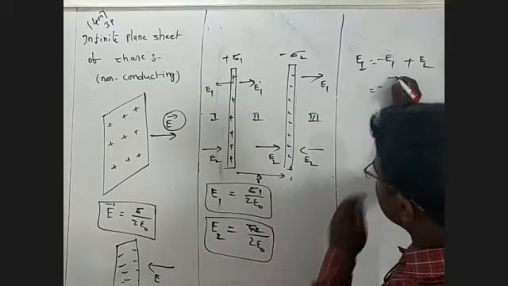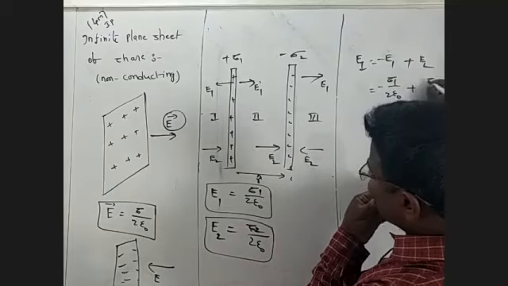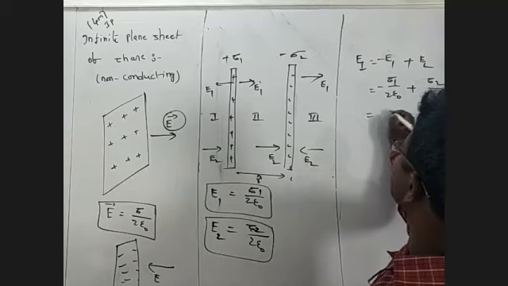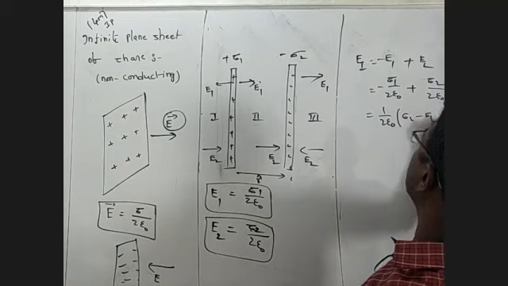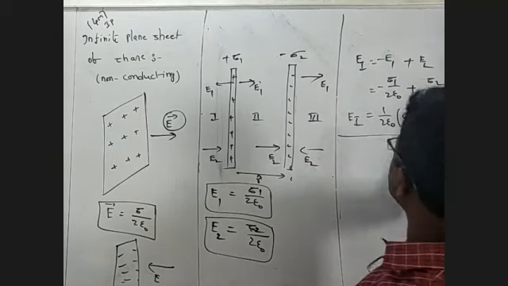Minus sigma 1 by 2 epsilon naught plus sigma 2 by 2 epsilon naught. 1 by 2 epsilon naught is common. Sigma 2 minus sigma 1. This is your answer.